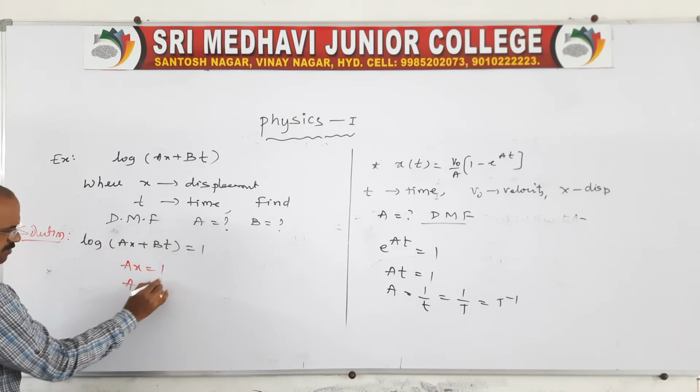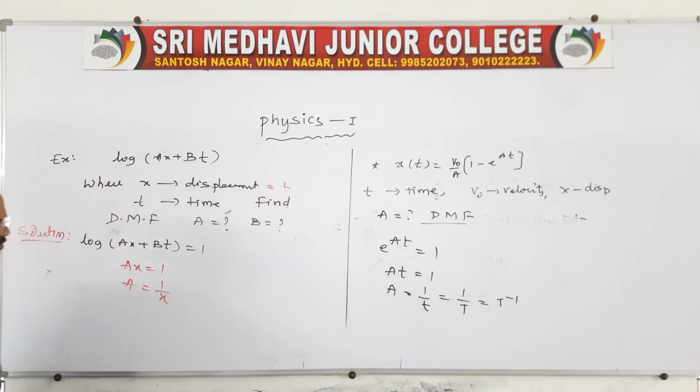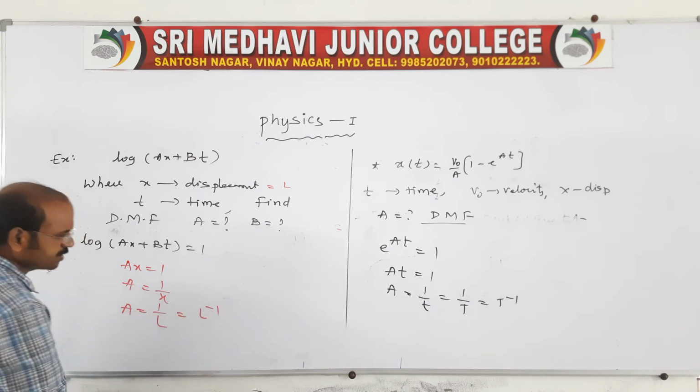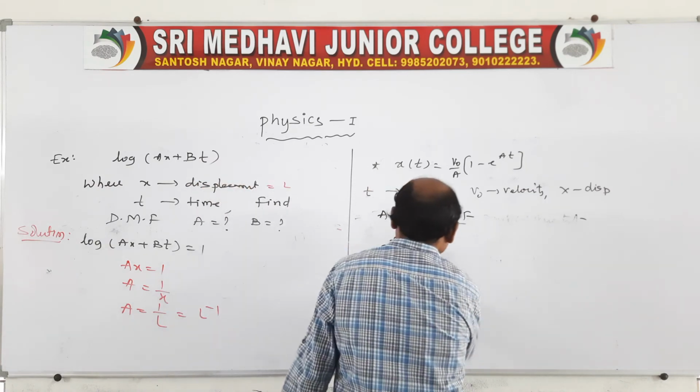Therefore a is equal to 1 by x. x is given as displacement. Usually the displacement dimensional formula is L. So a is equal to 1 by L, therefore L power minus 1. This is for the logarithmic function.